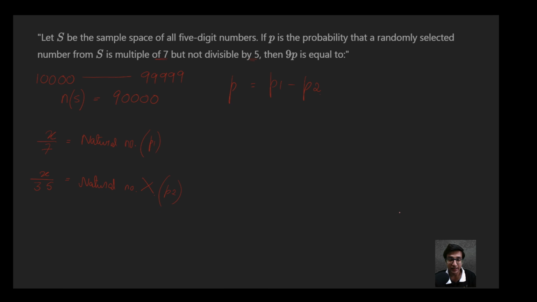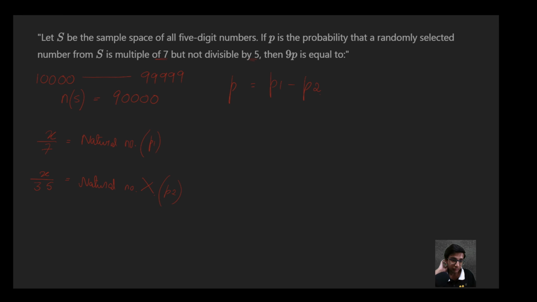So P1 is, I'm repeating this again, the probability that the 5-digit numbers are divisible by 7. P2 is the probability that the numbers are divisible by 35. So if I remove those numbers, that means I have basically removed the intersection of numbers that are divisible by 7 and not divisible by 5.